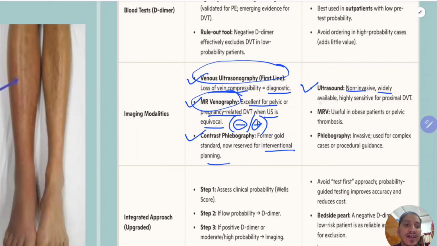Ultrasound is non-invasive, widely available, highly sensitive for proximal DVT. MRV is useful in obese patients or pelvic thrombosis, iliac vein thrombosis. Okay. Pelvic thrombosis and obese patients, it is helpful. Phlebography is invasive, used for complex cases or procedural guidance.